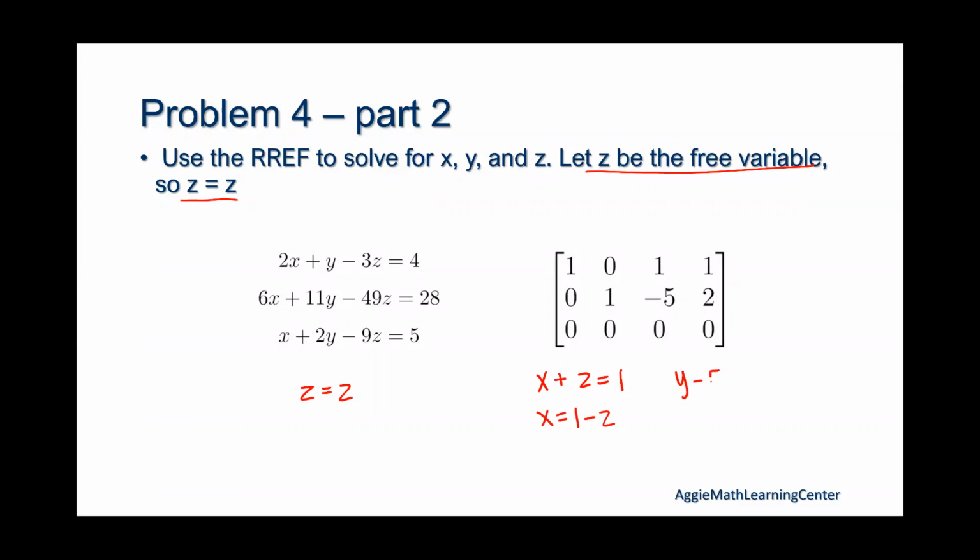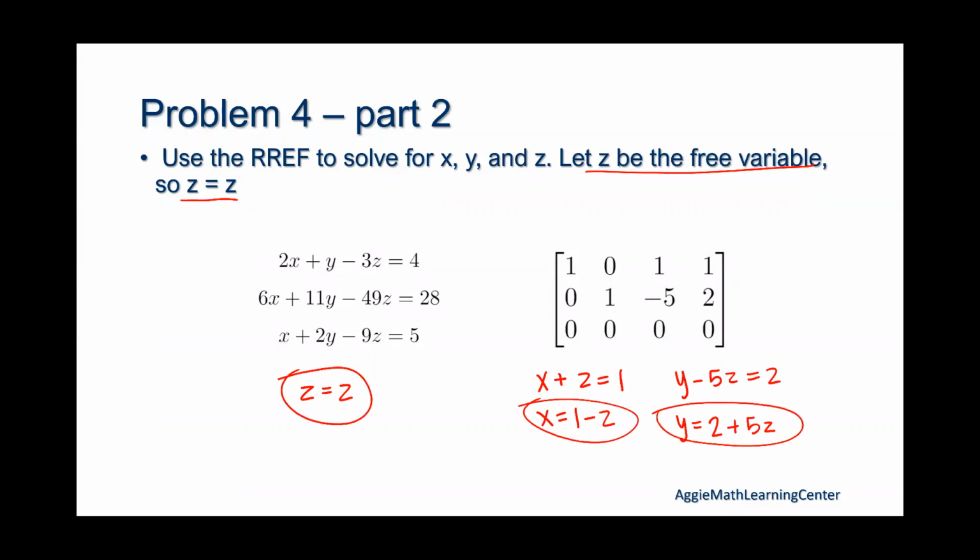We have y minus 5z equals 2. And we're going to solve for y again, just in terms of z, because it doesn't matter what z is. So y would equal 2 plus 5z. So those are your 3 equations where, depending on what you choose for z, that'll change the value of x and y. Does that make sense?